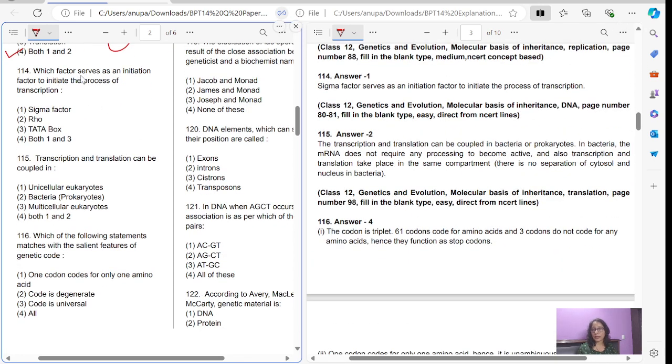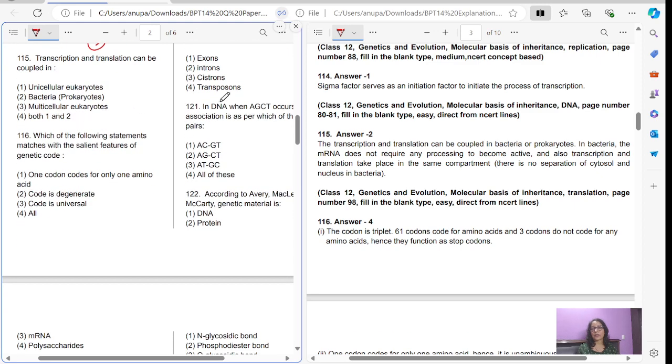It states: which factor serves as an initiation factor to initiate the process of transcription? You have to memorize that the factor which initiates the process of transcription is known as sigma factor. The other options are rho, TATA box, and both 1 and 3. Rho is known as a termination factor because it terminates the process of transcription. So the answer will be option number 1. Sigma factor serves as an initiation factor to initiate the process of transcription.